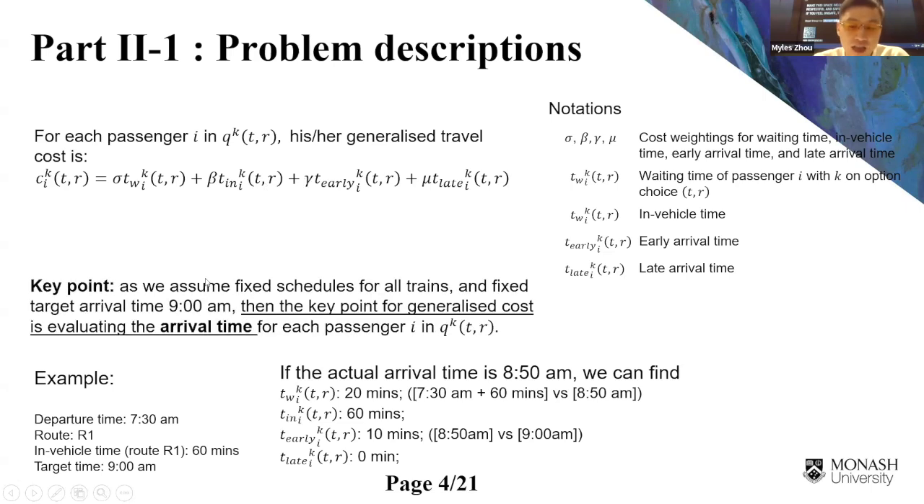As we define the problem as a demand management problem, as we discussed before, all the schedules and services will be fixed. So the key point for the travel cost evaluation is the arrival time. If we know the arrival time for these passengers and we know the passengers' decisions of departure time, then we can directly calculate the travel cost for each passenger.